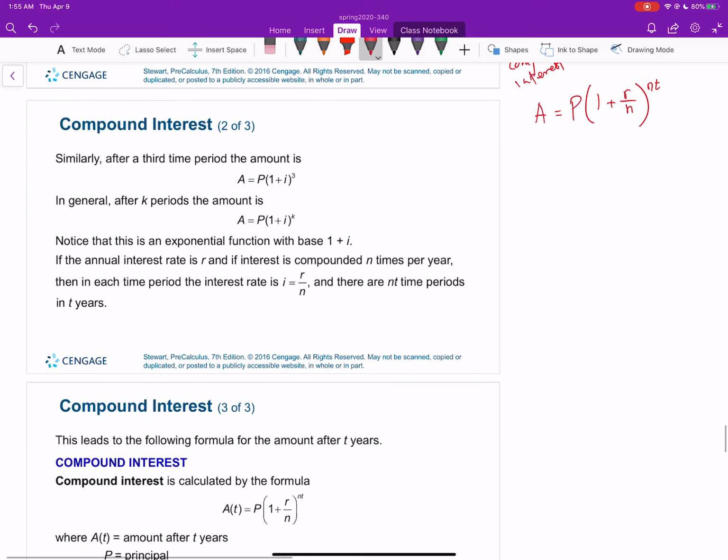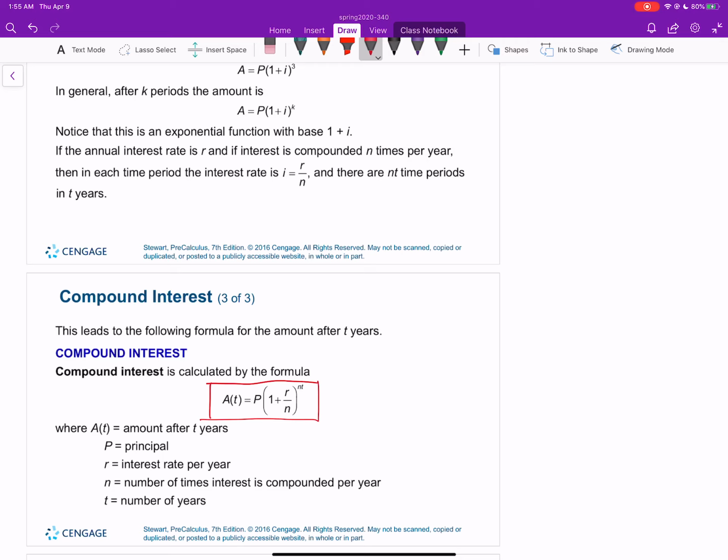So let's look at the example that they have over here. So the definition that I just noted over here is right here with the meaning of what each of the letters mean. So A is the amount of the compound interest after T years. The P is the principal. The R is the interest rate per year. N is the number of times interest is compounded per year, and T is the number of years.